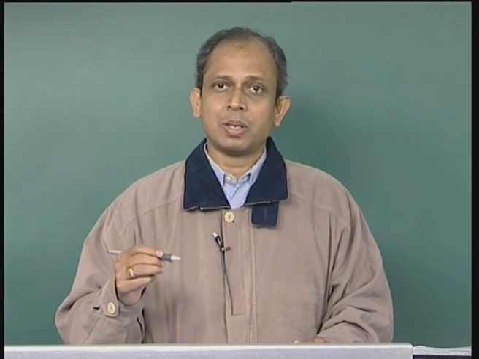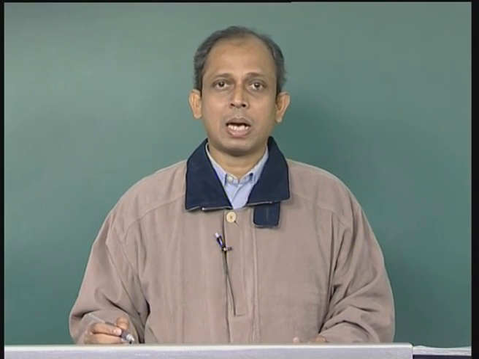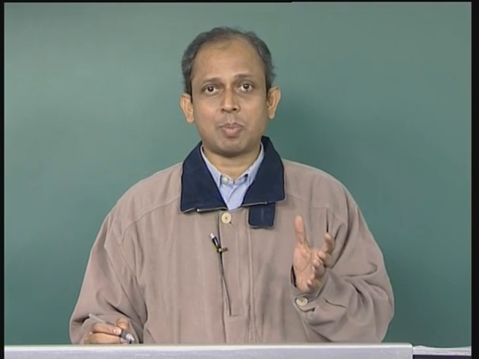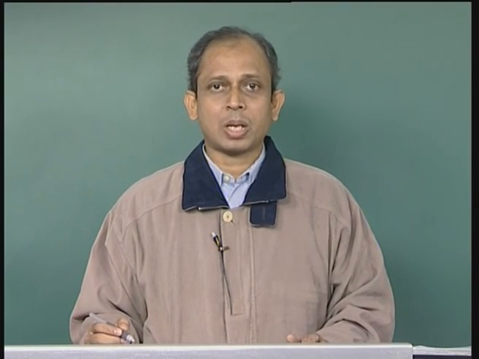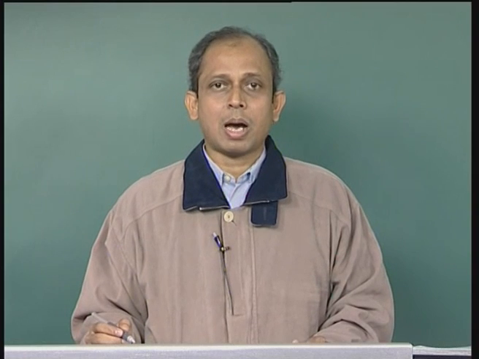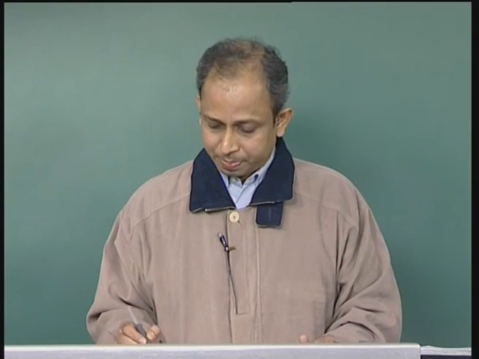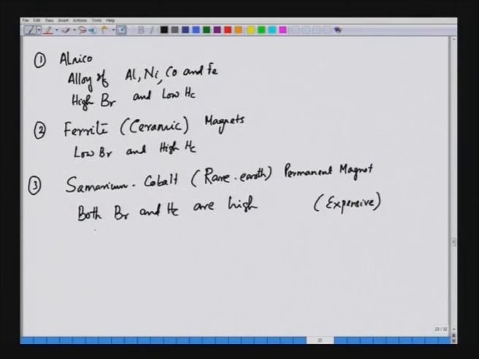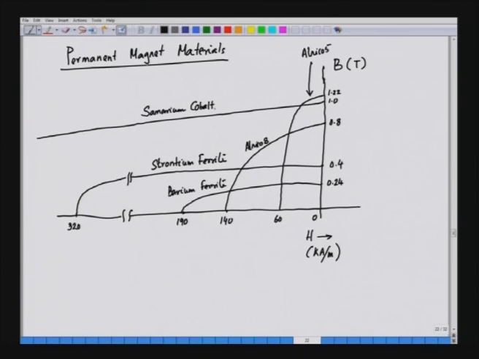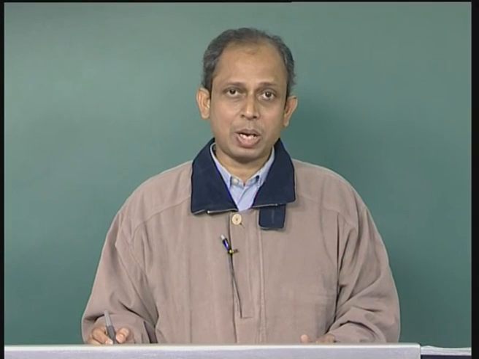So, we can have a material with high Br and high Sc, and that material is basically an ideal material, and samarium cobalt gives high Br and high Sc. So, this is for the rare earth material, samarium cobalt, where both Br and Sc are high. This is the graph for samarium cobalt. So, we can have a very large energy density with samarium cobalt, although this material is highly expensive.